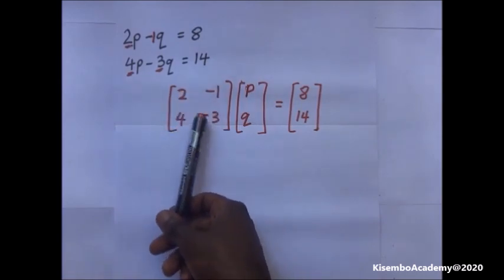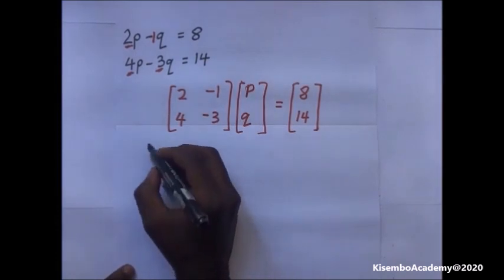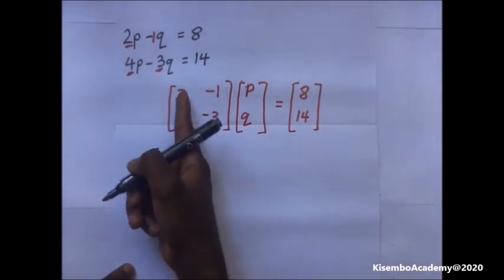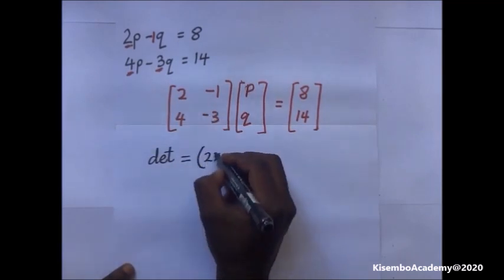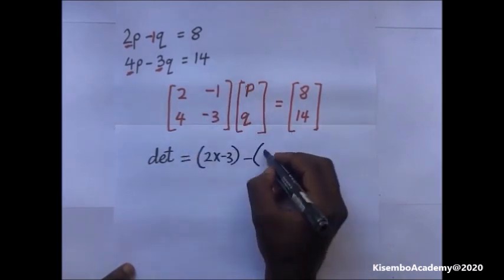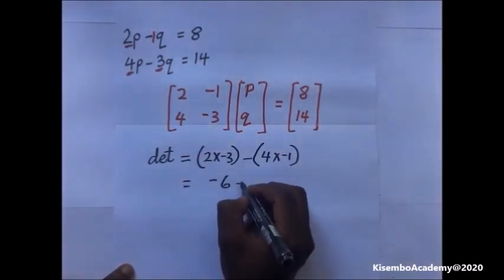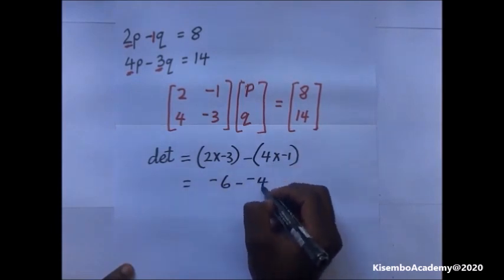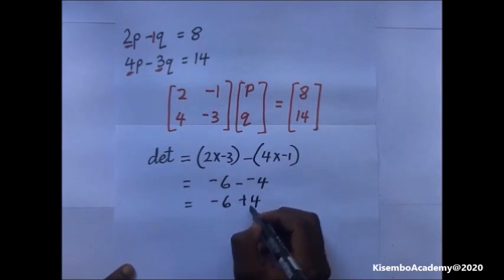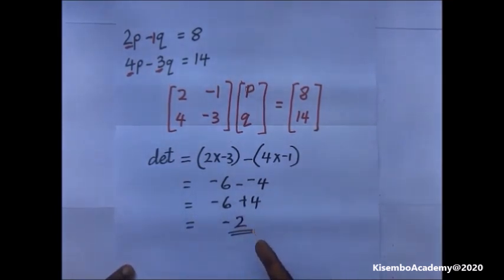When we get the inverse of this matrix, we multiply it on both sides. So for the inverse of this matrix, first get the determinant of the matrix, which is 2 times -3 minus 4 times -1. We end up with -6 minus -4. It's going to give us -6 plus 4, giving us -2. So this is our determinant.